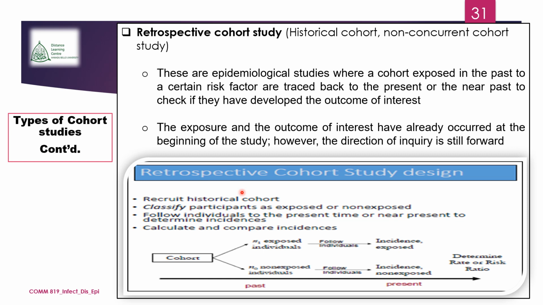Then the other type is retrospective cohort study. This is also called historical cohort, non-concurrent and concurrent cohort study. This one is based on history. You are going from past to present. You want to see what was the actual exposure in the past. It could be in the past 10 years to present. So that is it.